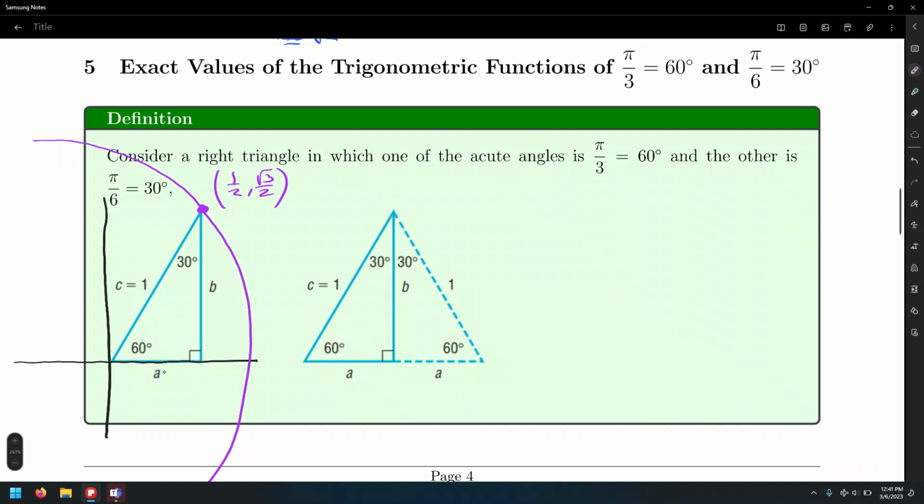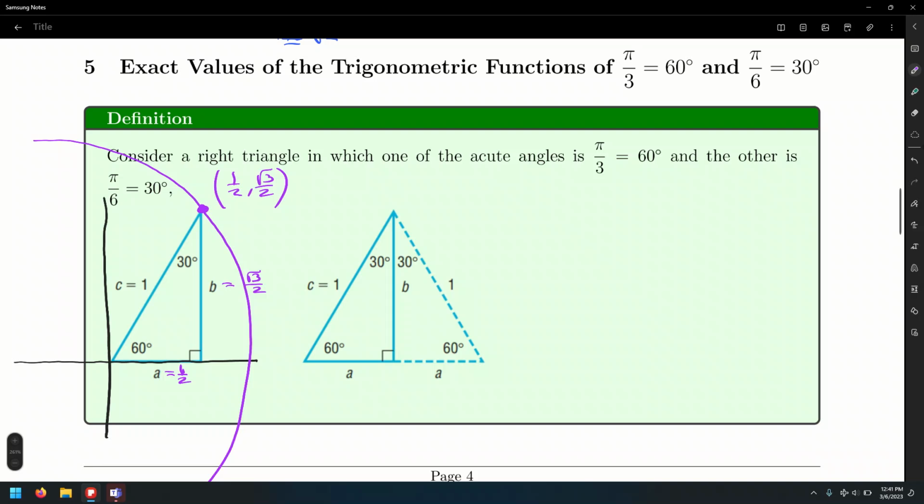Notice, our A in this case is 1/2 and our B is root of 3 over 2. So I'm giving you the results, and we're going to obtain those results. All right. What's this? So this is a right triangle. The one right next to it is not a right triangle. In fact, it's an equilateral triangle, a triangle that has the three sides the same length.